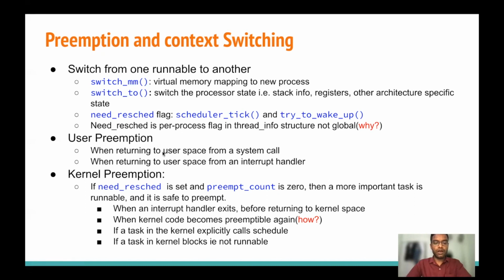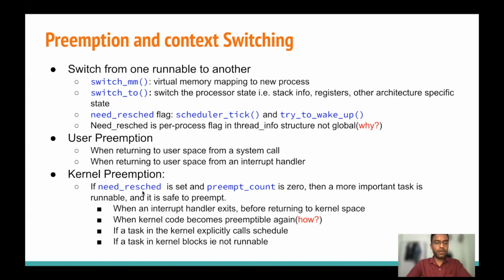So when the kernel is returning to user space after servicing the system call, it can call the schedule function to preempt the currently running process and schedule a different process. Similarly, when the kernel is returning to user space after handling the interrupt handler, then also it can preempt the currently running process and schedule a different process.